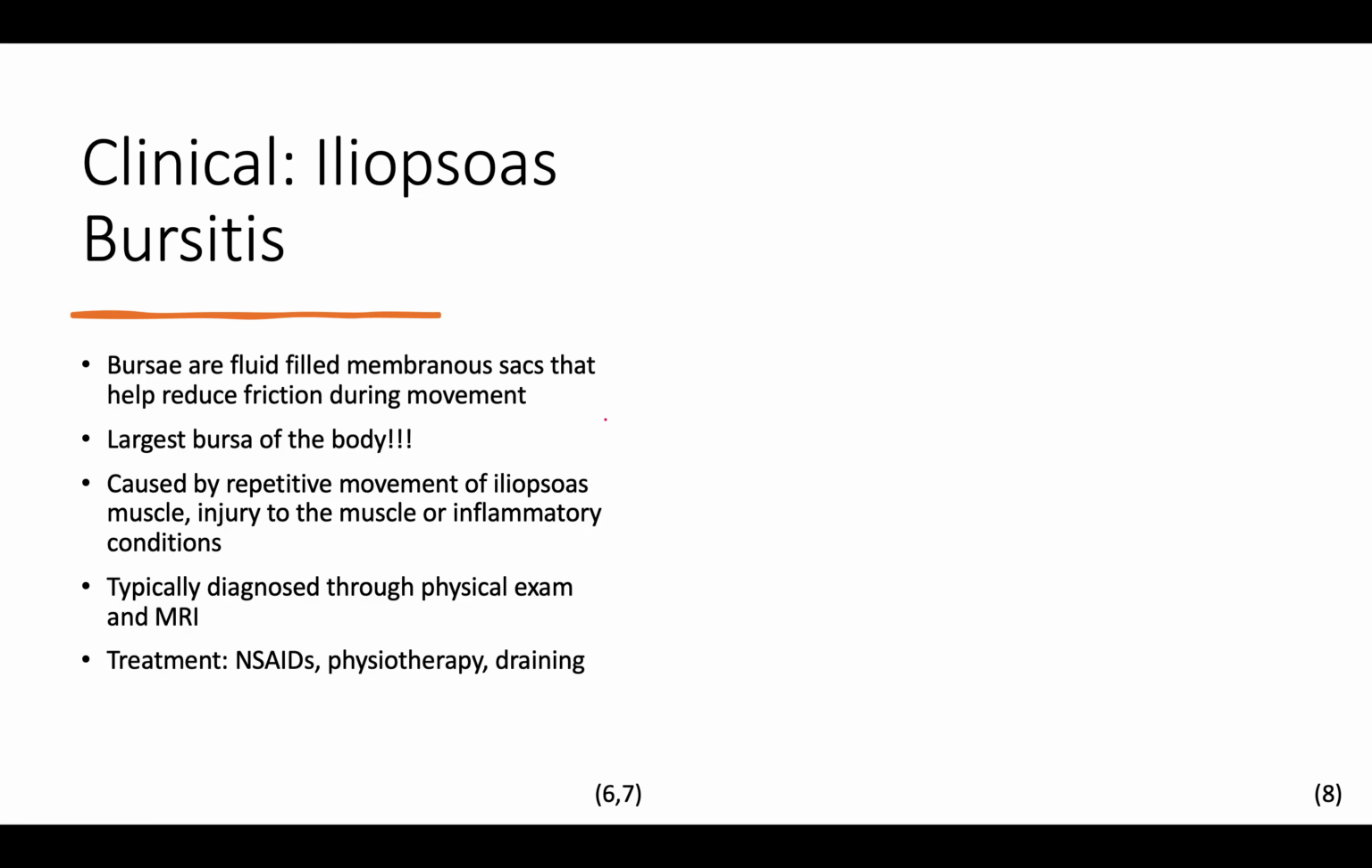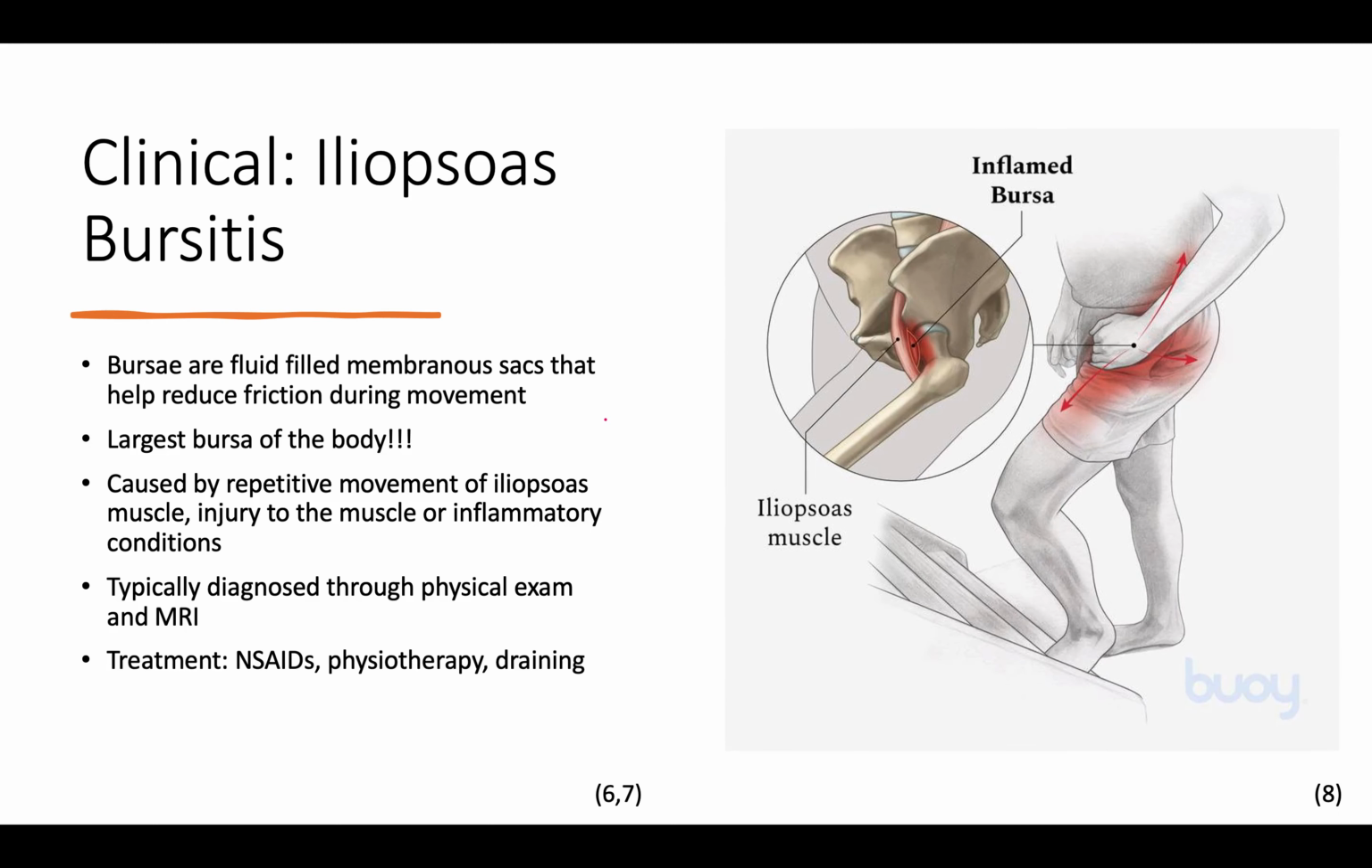Bursae are fluid-filled membranous sacs that help reduce friction during movement. The iliopsoas bursa is located behind the iliopsoas muscle. Its bursitis, inflammation of this bursa, is caused by repetitive movement of the iliopsoas muscle, injury, or inflammatory conditions. It is typically diagnosed through physical examination and an MRI, and treatments include NSAIDs, physiotherapy, and, in severe cases, draining. Since it's the largest bursa, its inflammation is associated with a lot of pain.